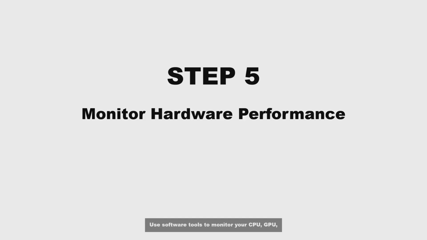Step 5. Monitor hardware performance. Use software tools to monitor your CPU, GPU, and RAM usage while playing. This can help identify any bottlenecks or overheating issues that may be causing FPS drops, allowing you to address them accordingly.